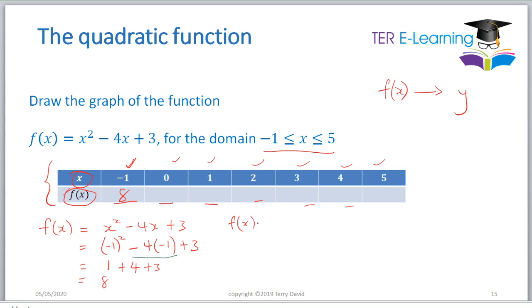So f of x is equal to x squared minus 4x plus 3. I'm going to substitute. My second value is 0. So I'm going to put 0 squared minus 4 multiplied by 0 plus 3. 0 squared gives me 0, 4 by 0 gives me 0, and then plus 3. This gives me 3. So this here is 0, 3.